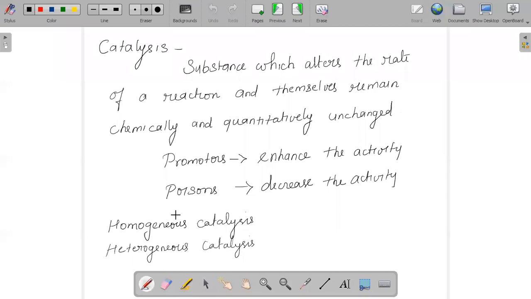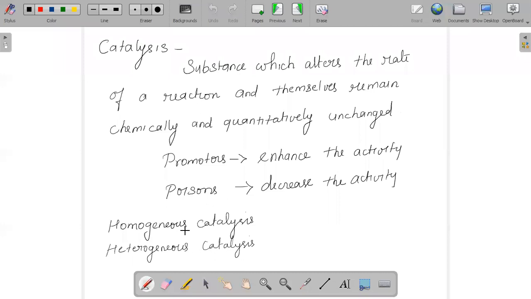When we talk about catalysis, there are two types of substances: promoters and poisons. A substance which enhances the activity of the catalyst is called a promoter. A substance which decreases the activity of the catalyst is called a poison.